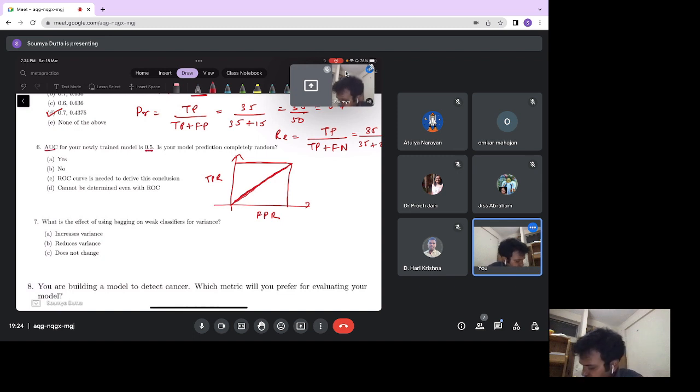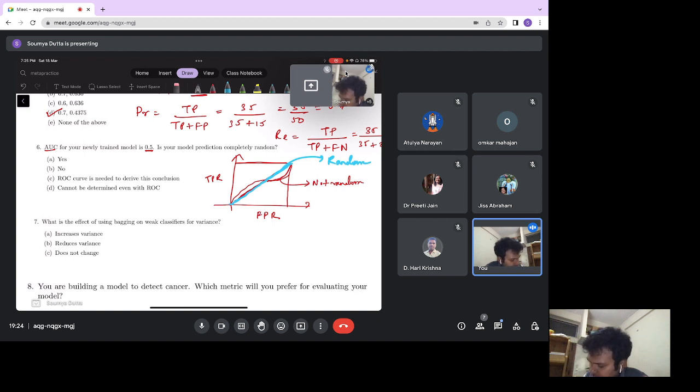So you can have something like this, and your area might as well be 0.5. You can also have this particular thing, and your area is also 0.5. So it is very difficult, and this is not random. This curve is not random, but this curve is random.